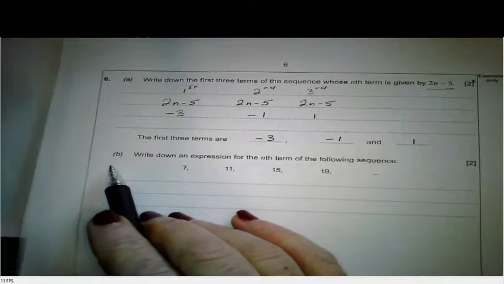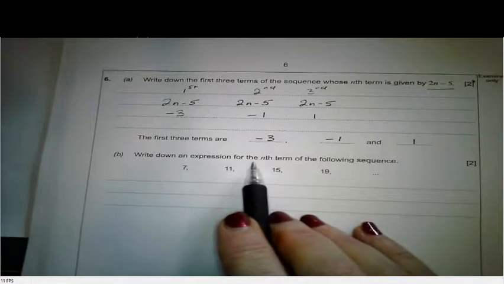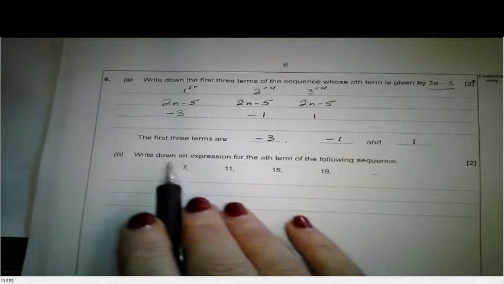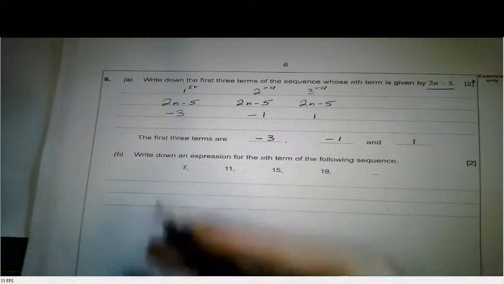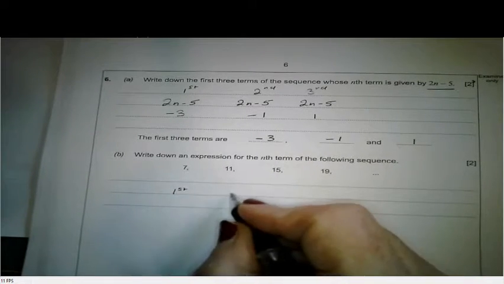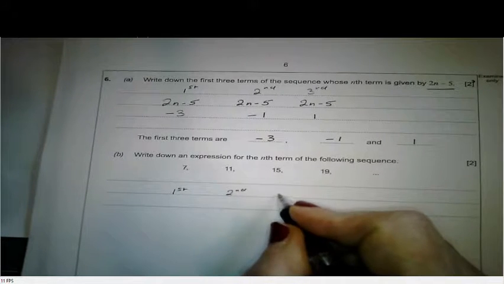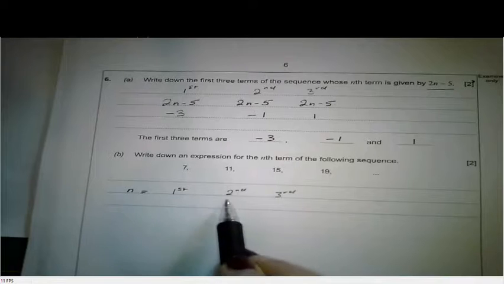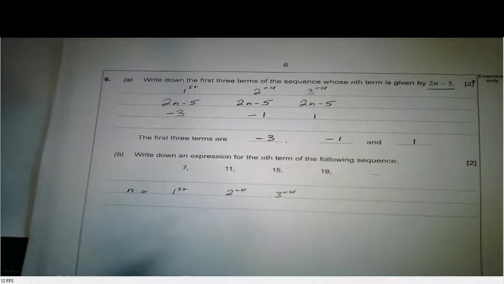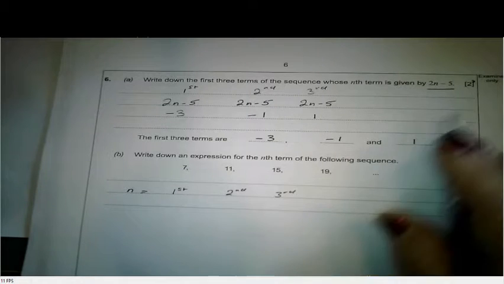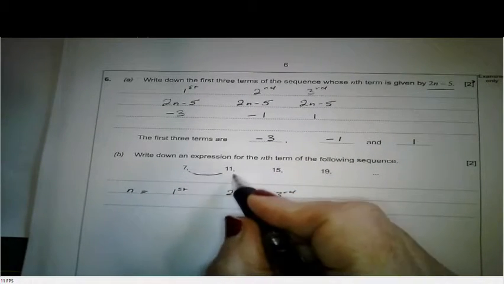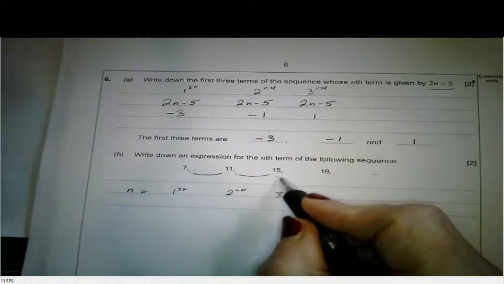Part B of this question asks us to write down an expression for the nth term of the following sequence. Now the nth term, again it's the first, second, third, etc. So n is equal to the first, second and third. Whenever I get a question like this, the technique for finding out the expression is to look at the gaps, to look for any patterns in the numbers.